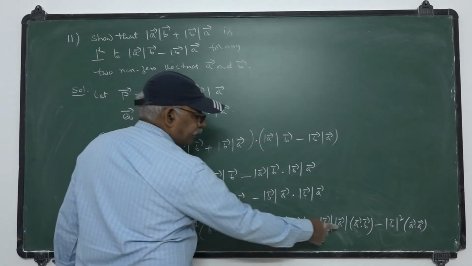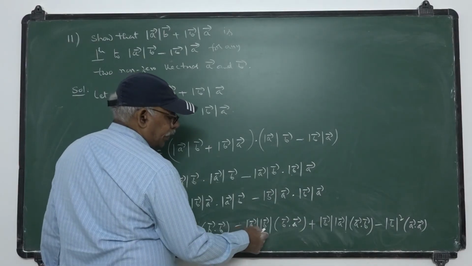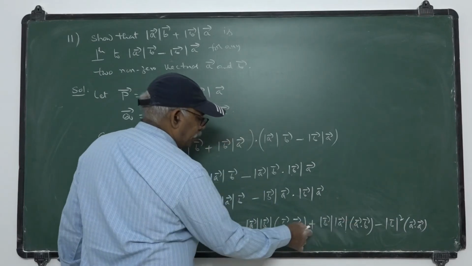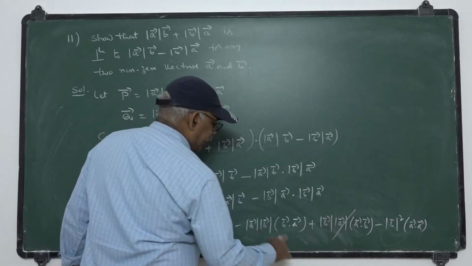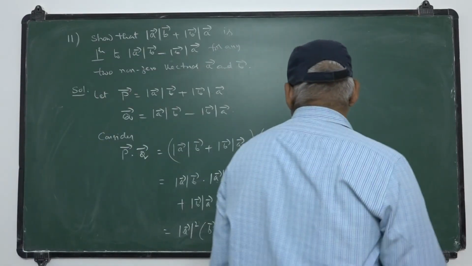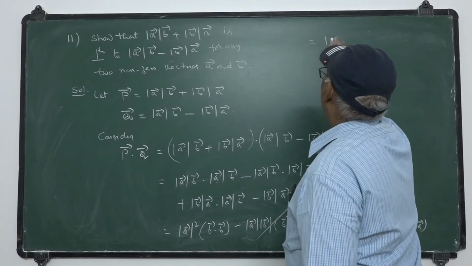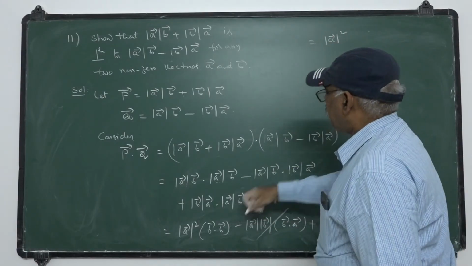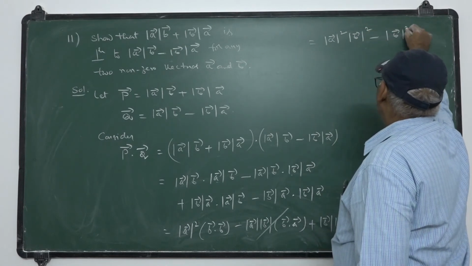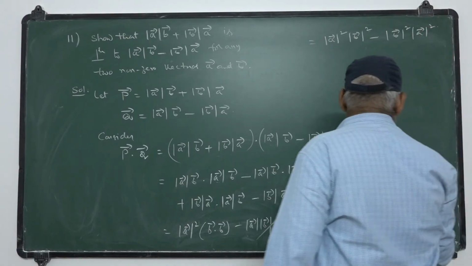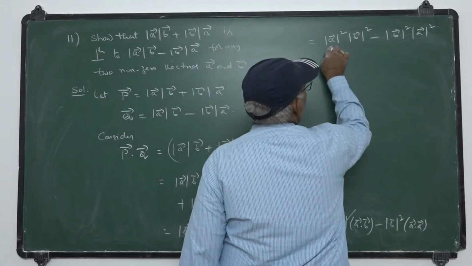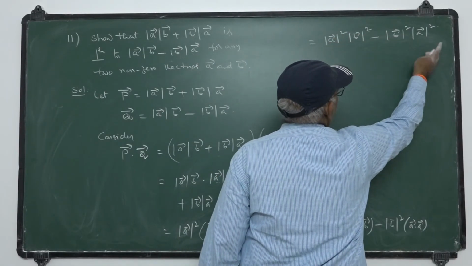These two are the same, because mod A into mod B, mod A into mod B. B dot A is the same as A dot B, but they are of opposite signs. So hence you can remove these two because these two are equal. The remaining terms are mod A square, B dot B gives us mod B square, minus mod B square into mod A square, because A dot A is mod A square. Again these two are equal, x square y square minus y square x square.